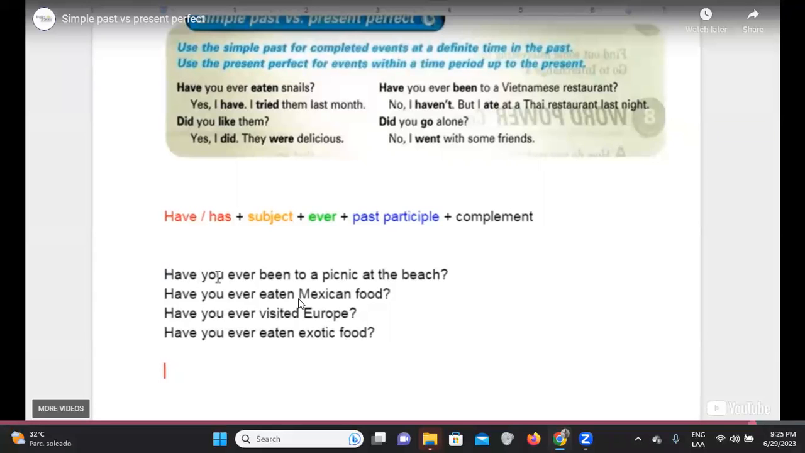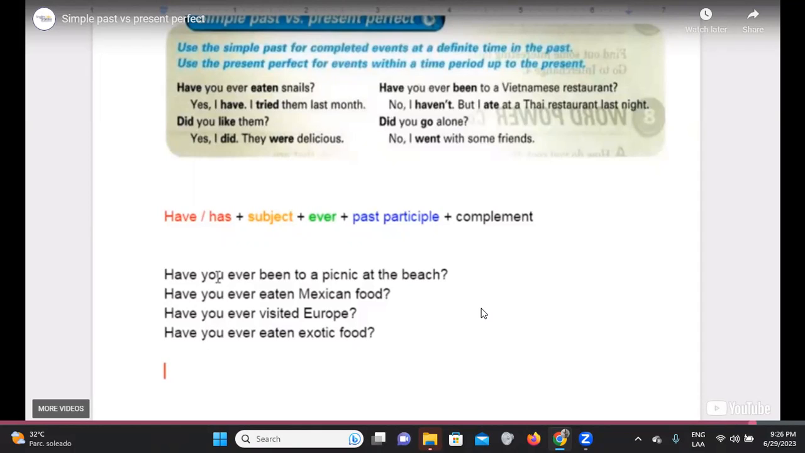Okay, guys, I want you to notice that when you say, have you ever, it's not for something that is common or everyday. For example, have you ever been to a picnic at the beach? Is that common? Do you do that every day? Do you do that every weekend? Do you just say, hey guys, let's go to a picnic at the beach? No, of course not. People go to a picnic at the park.